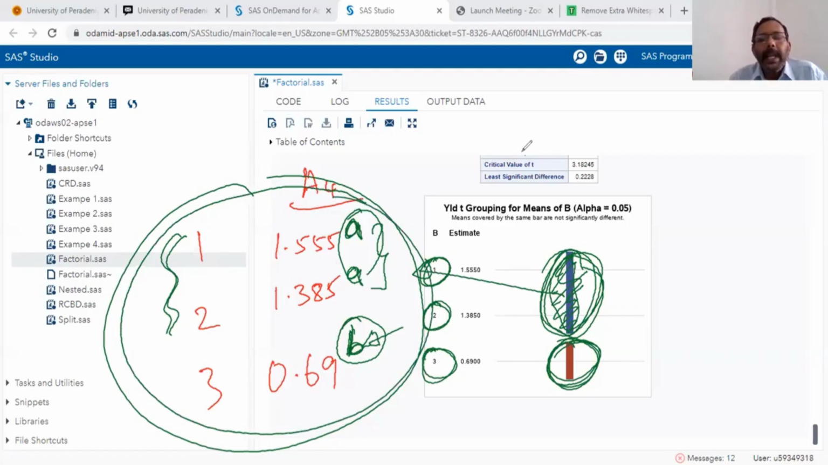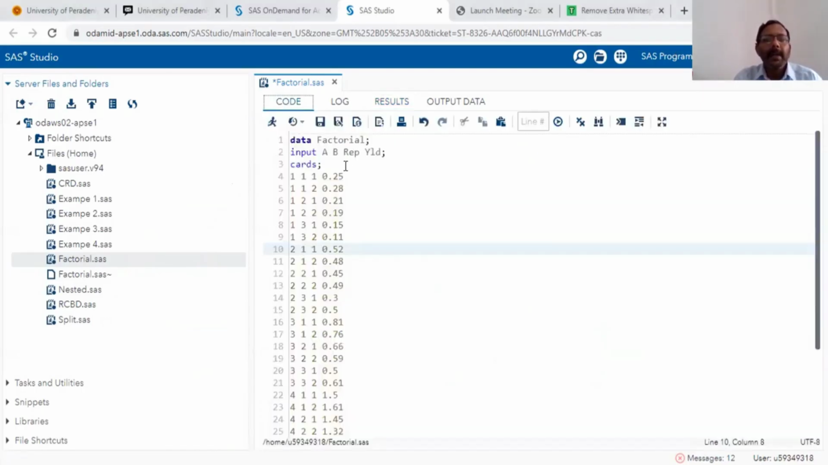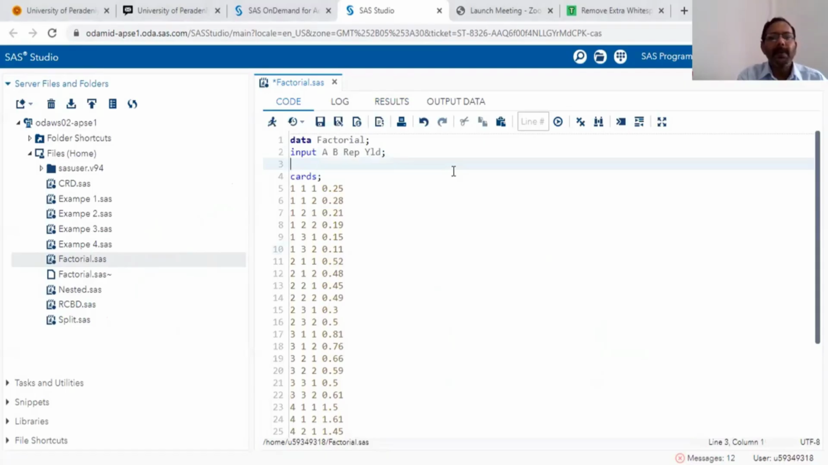Right? Any questions on factorial? Now we will do a small exercise. The spacing and this, I will go back. Can you remember the spacing and so on? What is that? A spacing example.